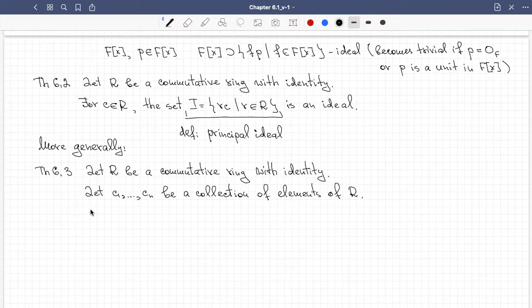Then the set I defined as all sums r1 c1 plus up to rn cn, for r1, r2, whatever, rn, any elements of R, is an ideal.